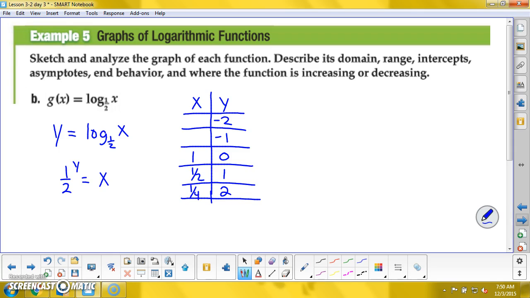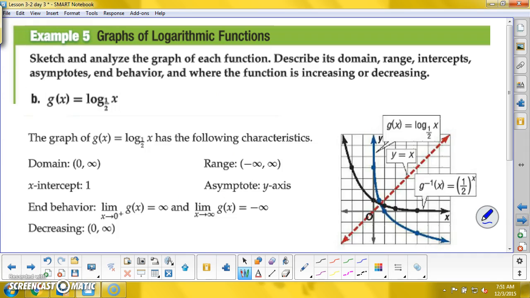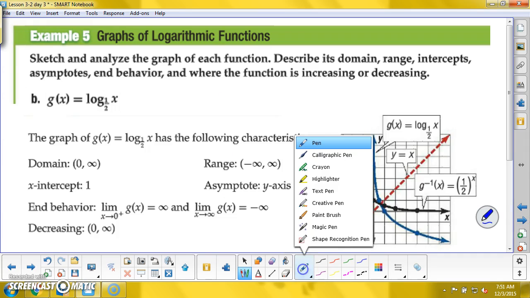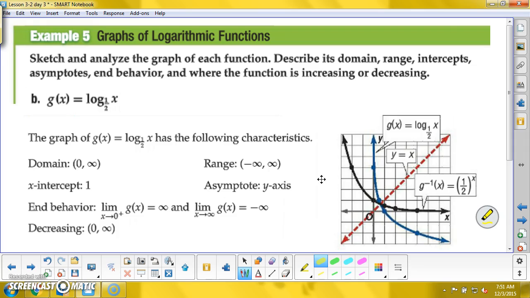Now going into the negatives here, if you have 1/2 to the -1, negative exponent reciprocates, so that gives you 2. In the same way, 1/2 to the -2 is going to give you +4. So if we took these coordinate points and graphed them, we would end up getting a graph that looks something like this. Okay, slightly different graph. All the specifics are listed over here on the side: the domain, range, intercepts, asymptotes, end behavior, and this would be a decreasing function.